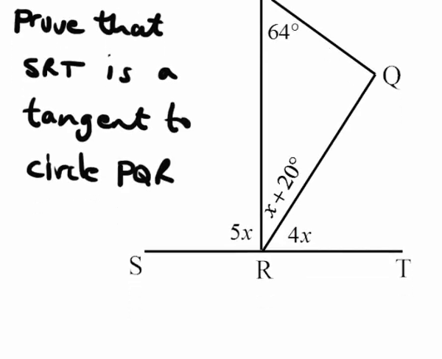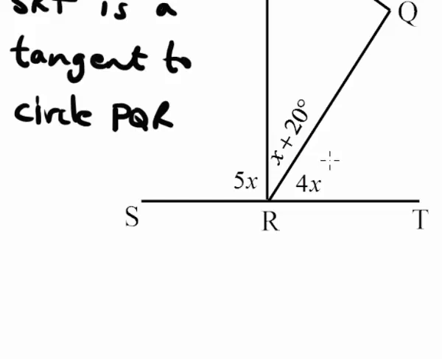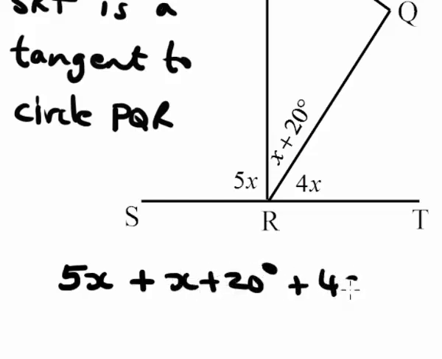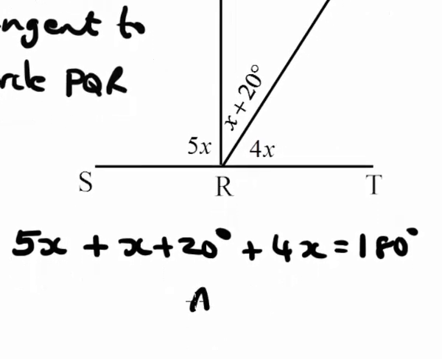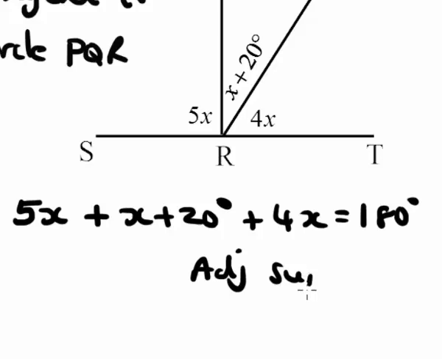Well, okay, guys, what do we know? We know we want to get x firstly, but what do you know? All of these angles, the 5x, the x plus 20, and the 4x, must add up to 180 degrees. And that's really adjacent supplementary angles. Angles on the line add up to 180 degrees.